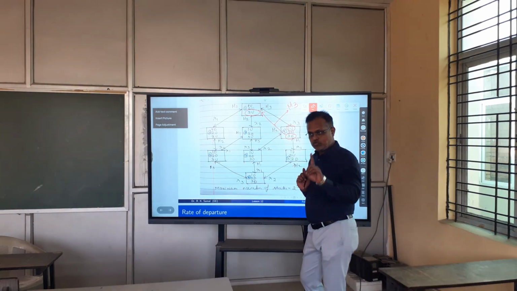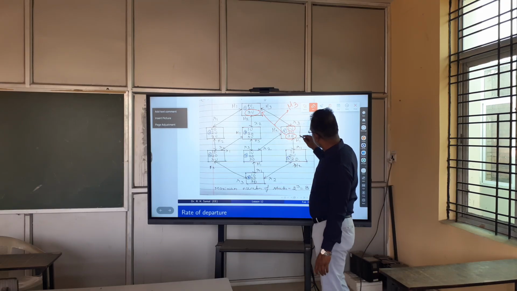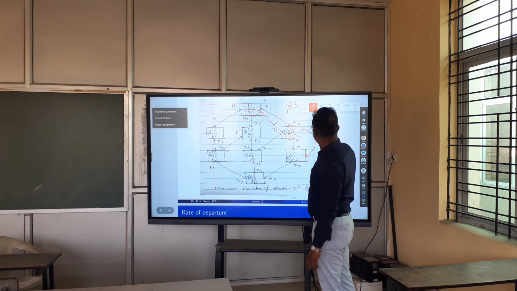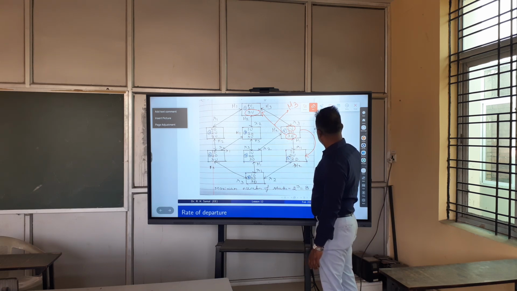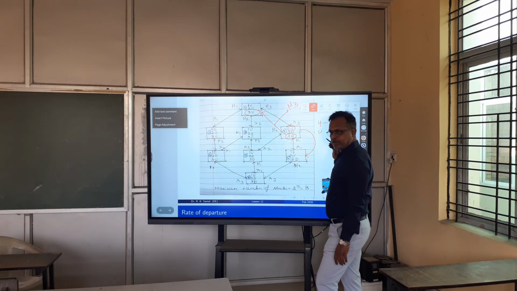What is the other transition? Now we can go from this state 4 to 6. So this was 4 to 1, involving generator 3. Right? Then 4 to 6 involves which generator?